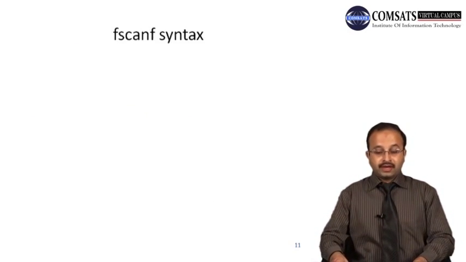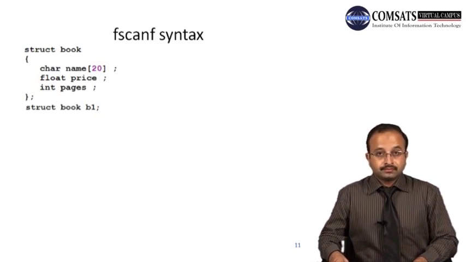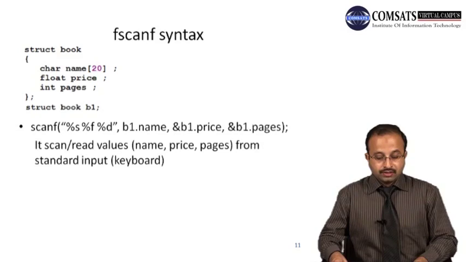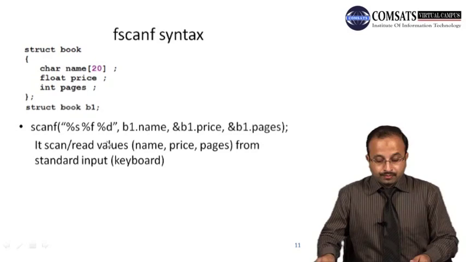Let's see the syntax of fscanf. So this is the structure. We declare a variable b1 of the struct book type. This is the typical scanf that is used to input values from the user. ठीक है? Standard input, right? So it reads values, that is name, price and pages, from the standard input, that is the keyboard. Standard input is the keyboard and standard output is the monitor. So the type of the first input is string, the type of the second input is float, the type of the third input is integer.